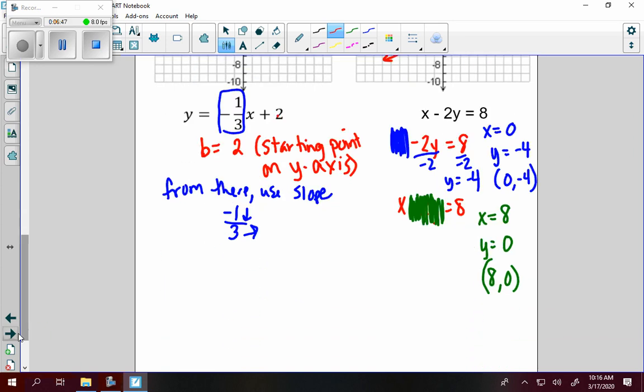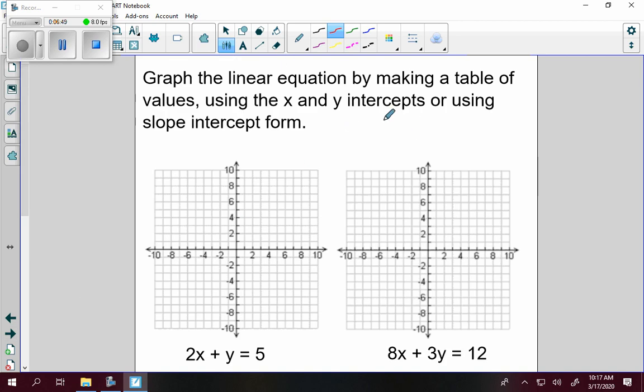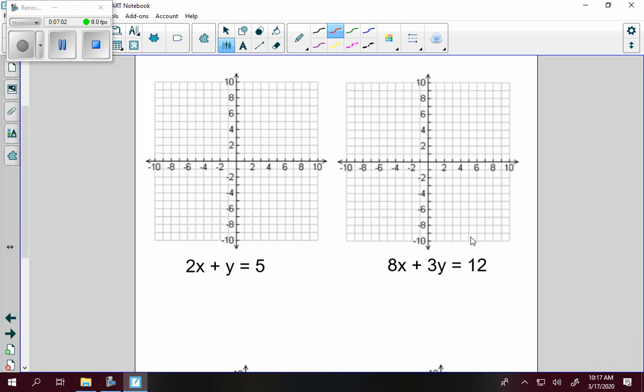Okay, let's move on. So graph the linear equation by making a table of values using x and y intercept or using slope-intercept form. Go ahead and graph these and then turn it back on to see if you graph them the same way I graph them.